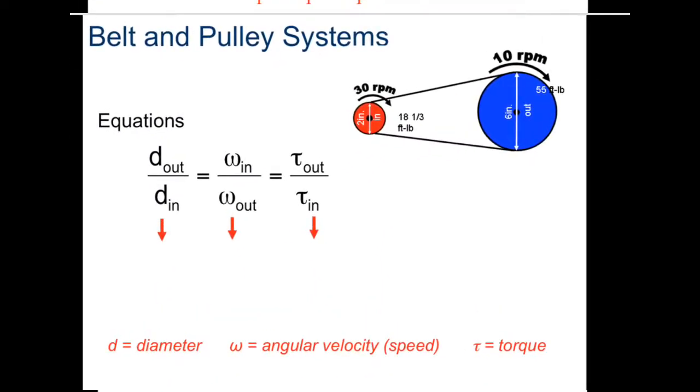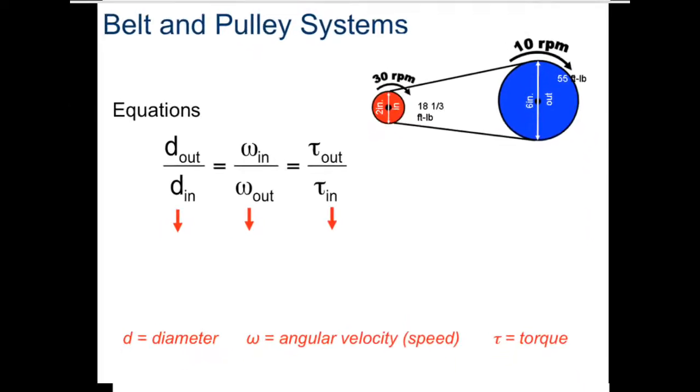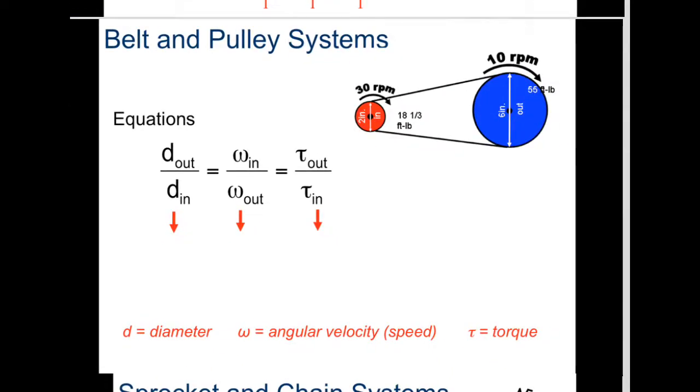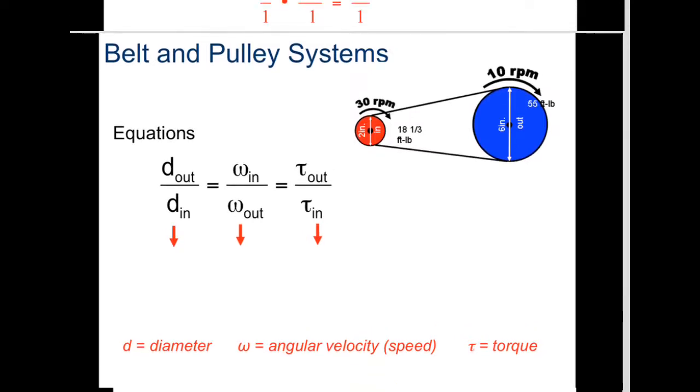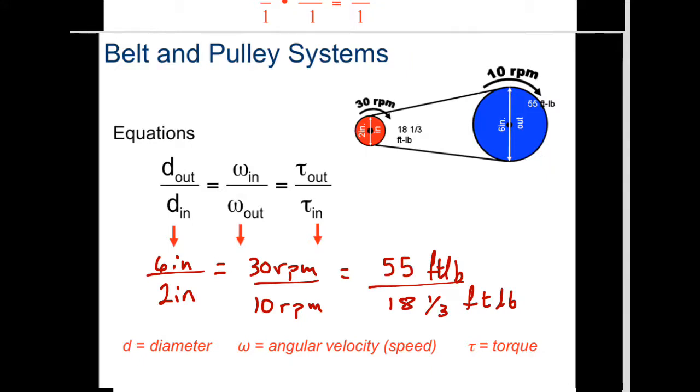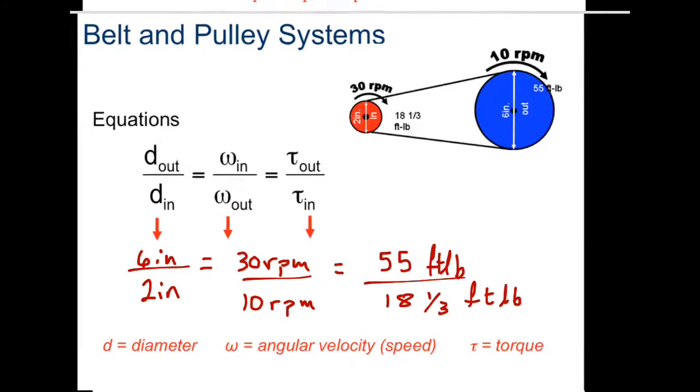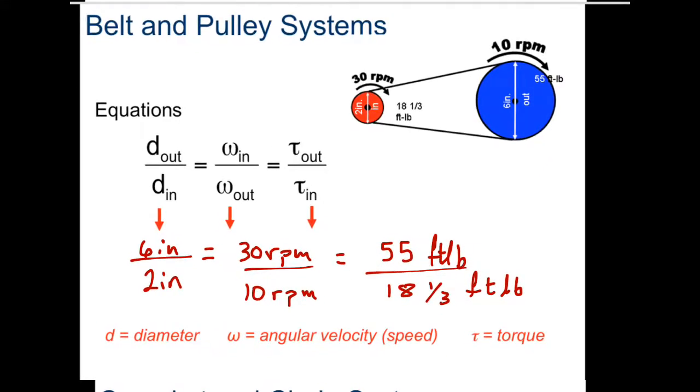Belt and pulley system. Everything's the same as with gears. All the formulas are the same, so I'll write those down, except you don't have teeth anymore. So there we have it, belt and pulley. This allows the pulleys to be farther away from each other. It just provides distance without having gears in the middle.